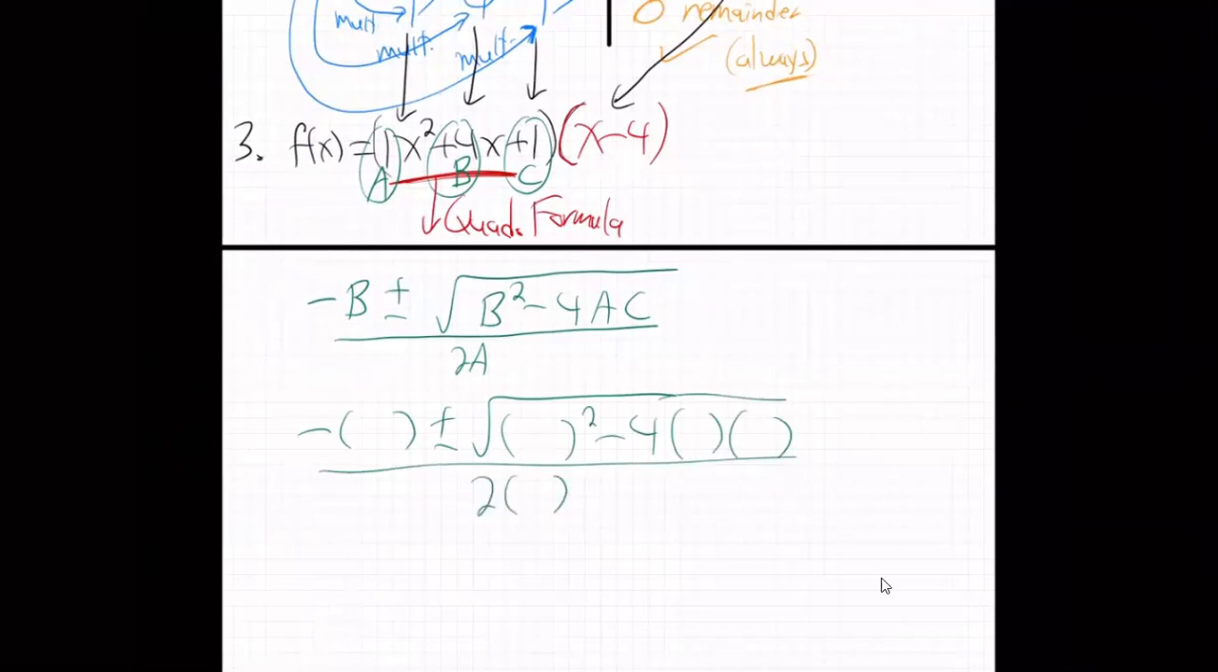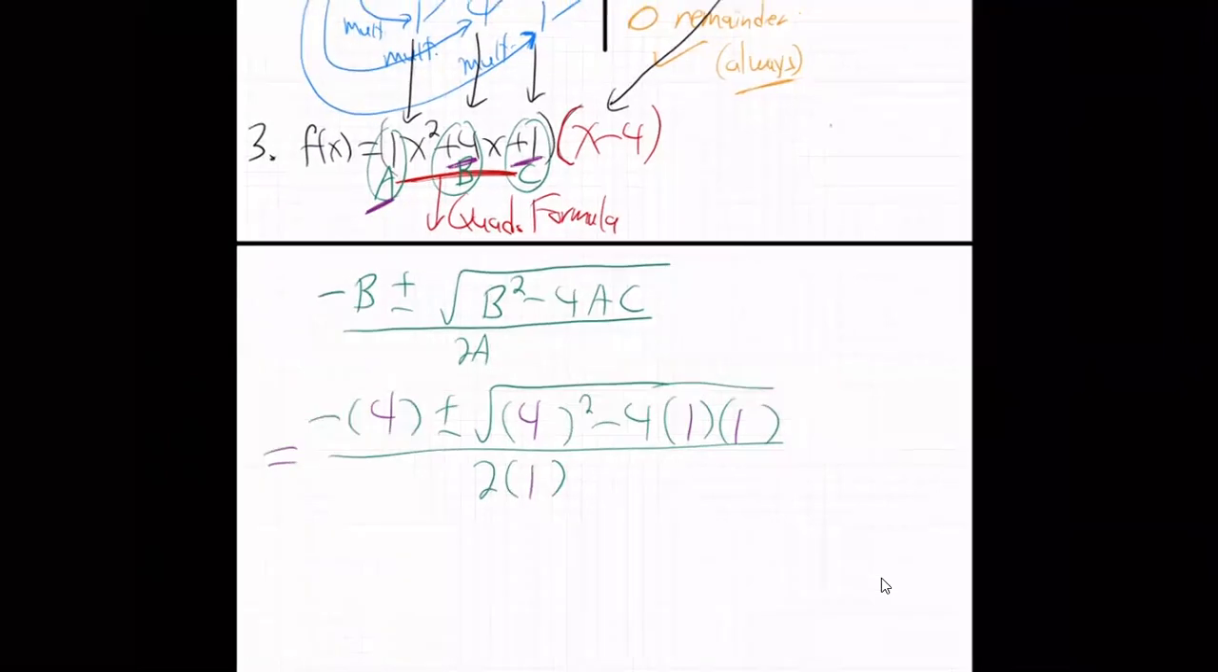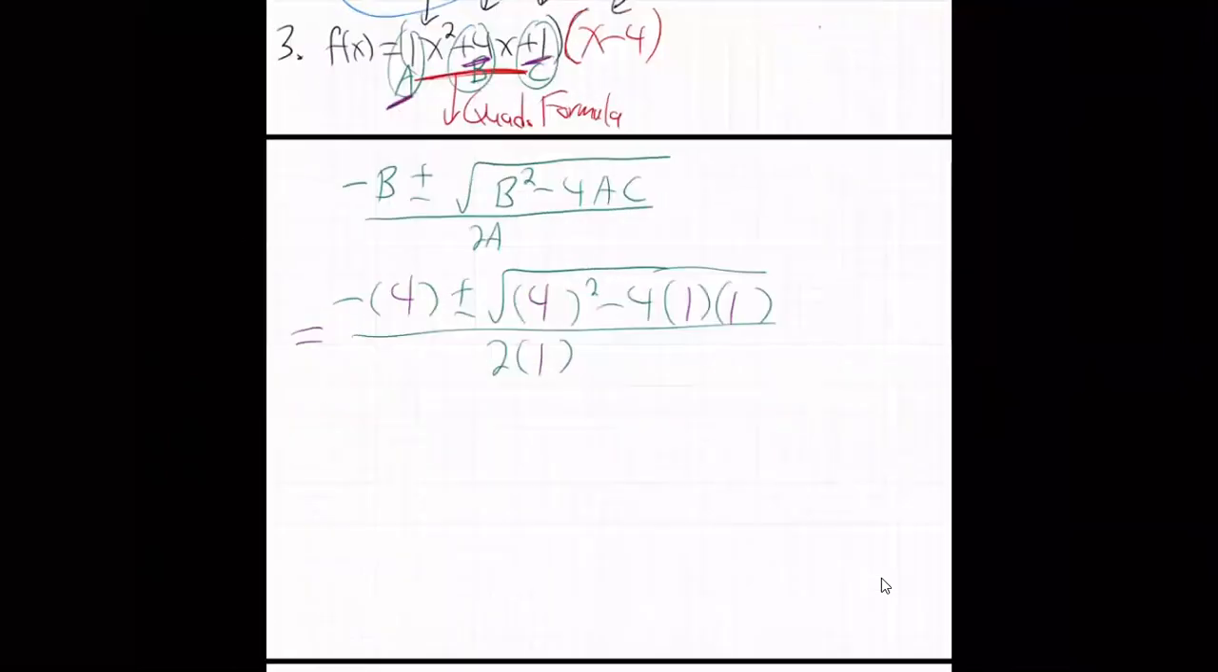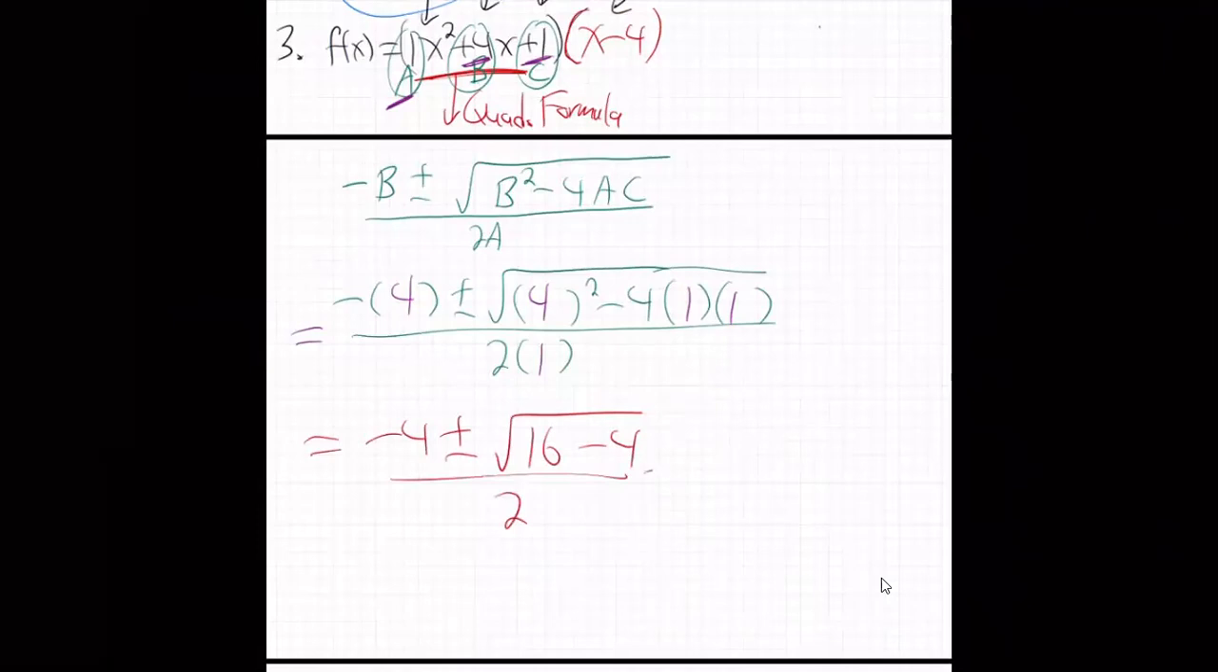All right, let's get the stuff. Where is the stuff? B is 4, right here. A is 1 right there. C is 1 also. 2A, 2 times 1. There we go. Okay, so what becomes of that? Well, it's going to be negative 4 plus or minus 16 minus 4 all over 2, which is negative 4 plus or minus square root of 12 all over 2. Okay, so we've got to simplify that.